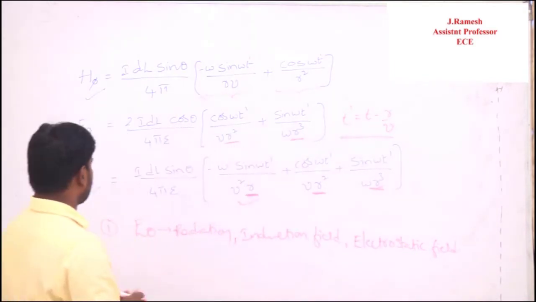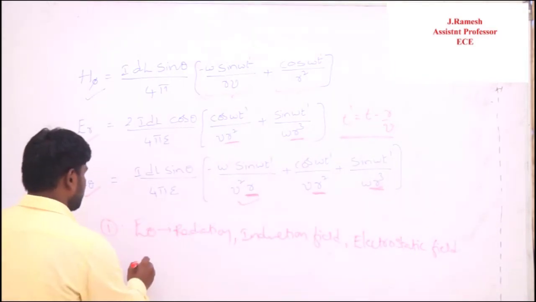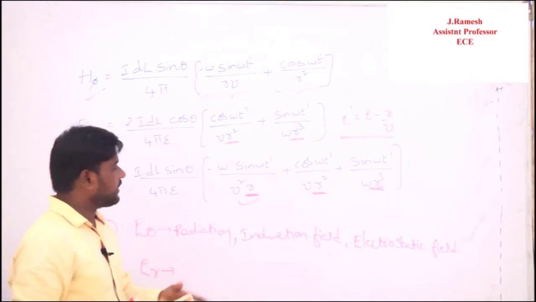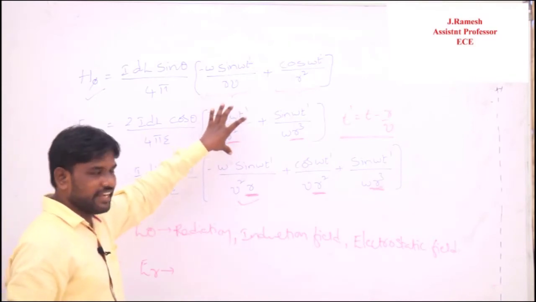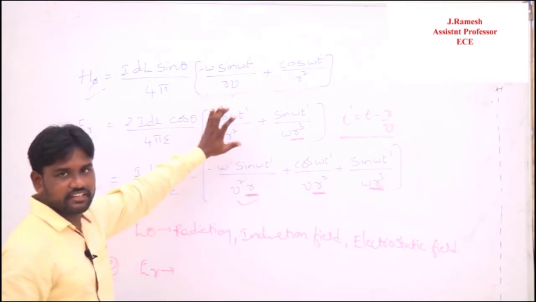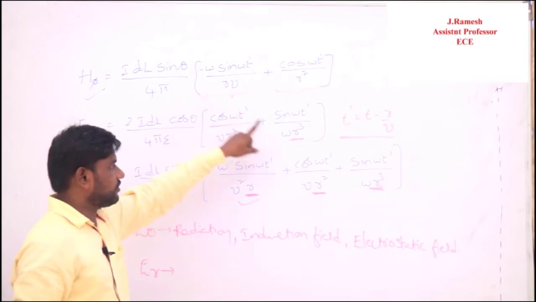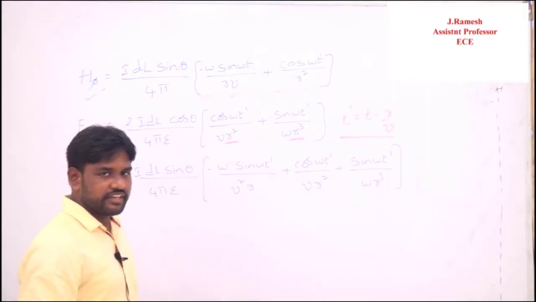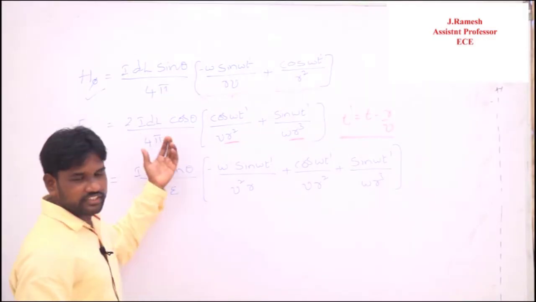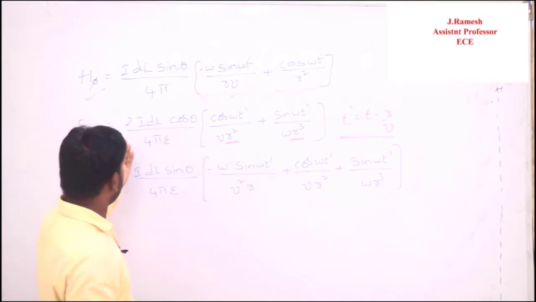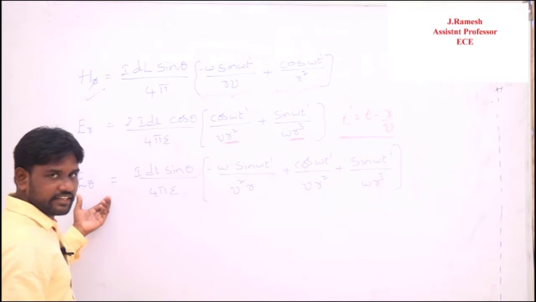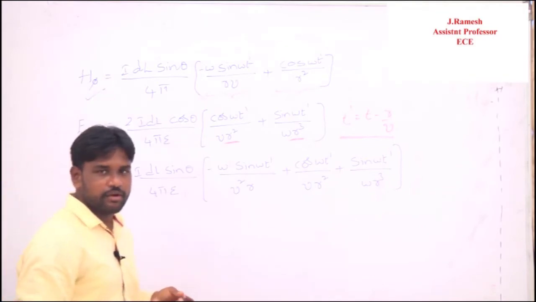Now if you observe the second significance, that is from the E_r. The E_r term only consists of the induction field, it does not contain any radiation field, and it also has the electrostatic field. Okay. So far what we did, simply we calculated what the components are in the electric and magnetic fields. So if you see, the electric fields are E_r and E theta, and we have H as the magnetic field.